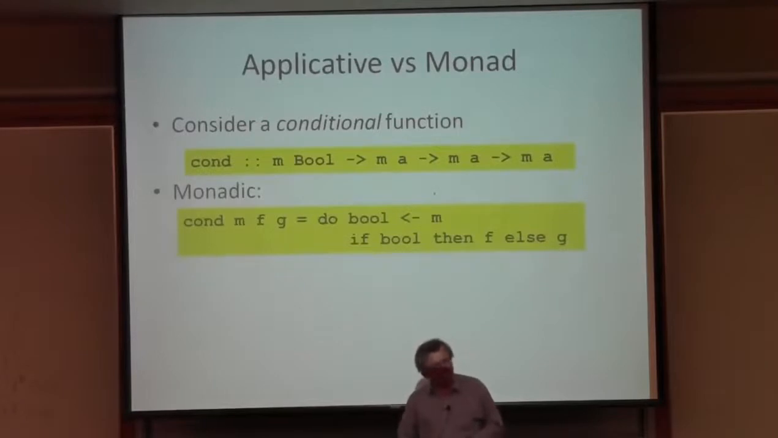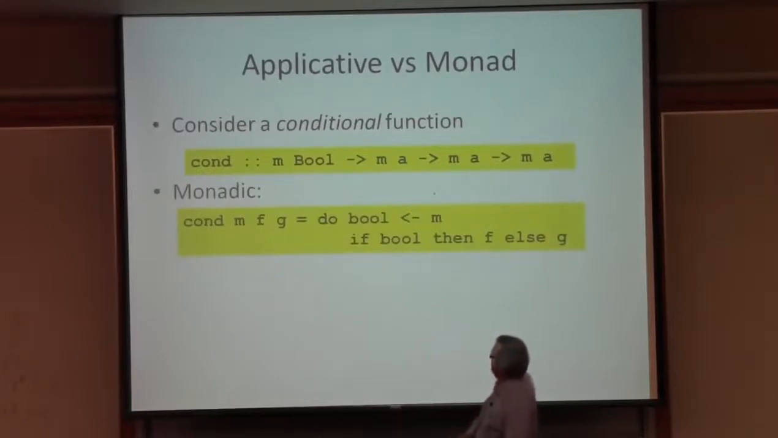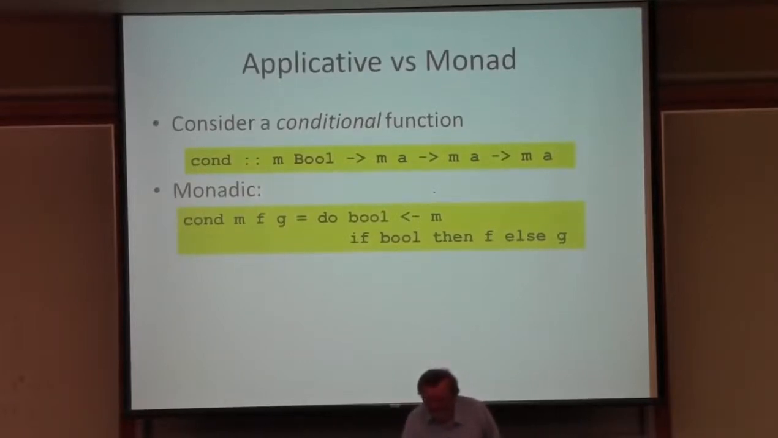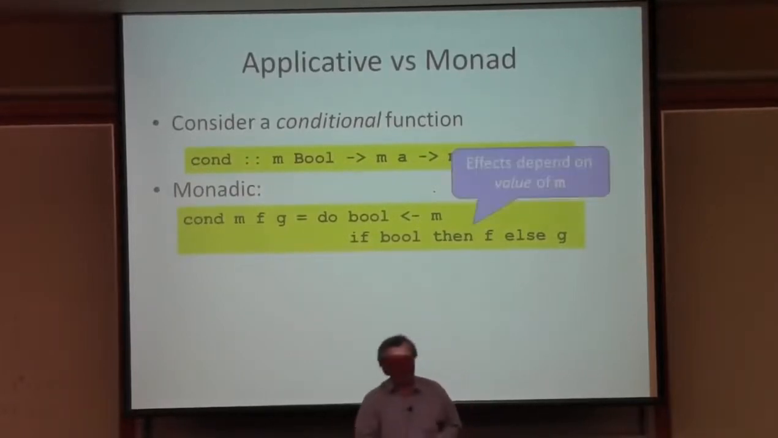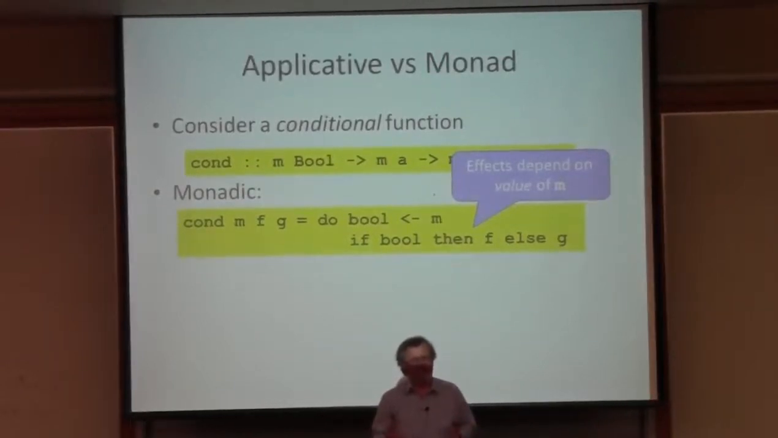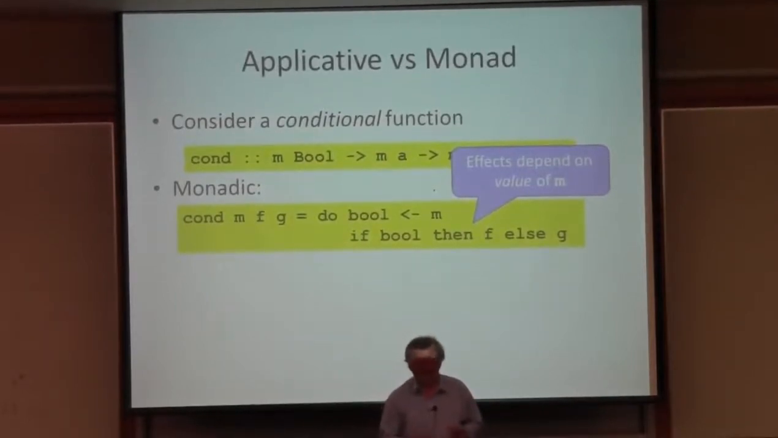Here's a monadic version. What do we do? Well, we write some monadic code that evaluates the Boolean and then selects the then or else branch as the next thing to evaluate. If we do that, then clearly the effects of this computation will depend on whether M gives us true or false. Evidently.